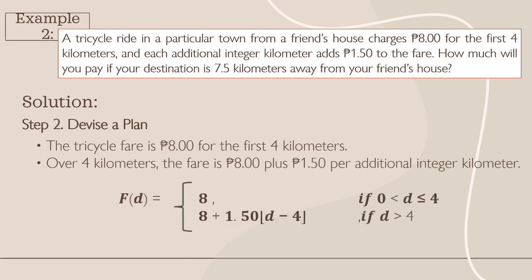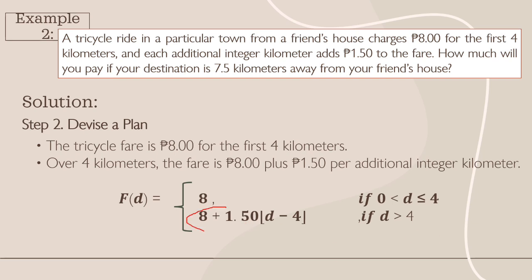functions? We have here f of d is equal to 8 if d is greater than 0 but less than or equal to 4. And the second function here is 8 plus 1.50 times the quantity d minus 4 if d is greater than 4. So in the problem, how much will you pay if your destination is 7.5 kilometers away from your friend's house? What equation or what function are we going to use? The first one or the second one?